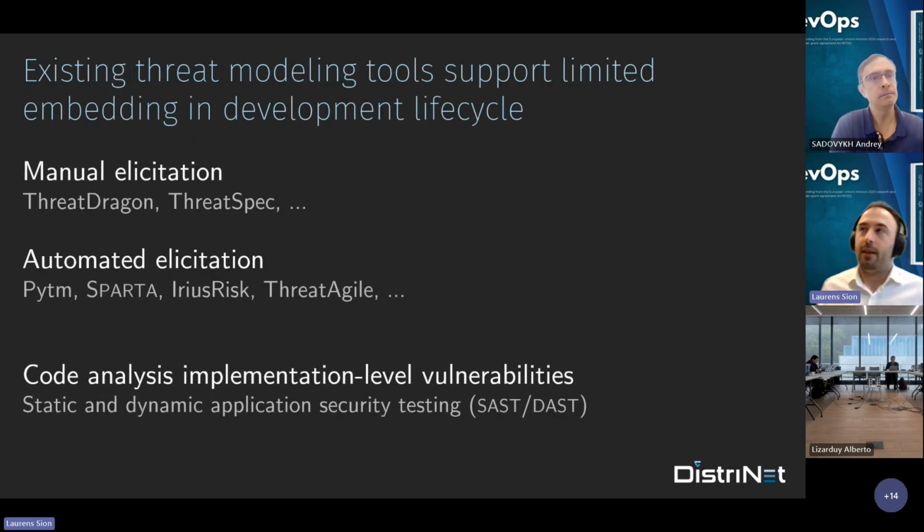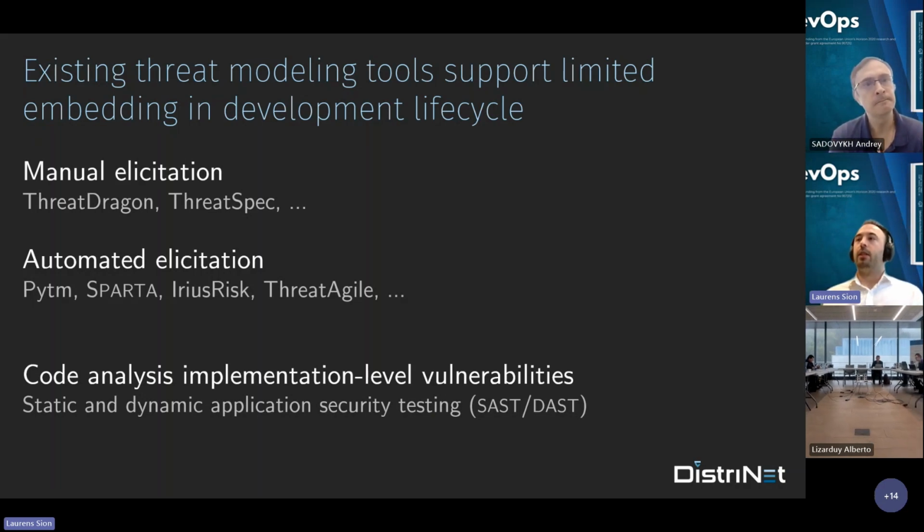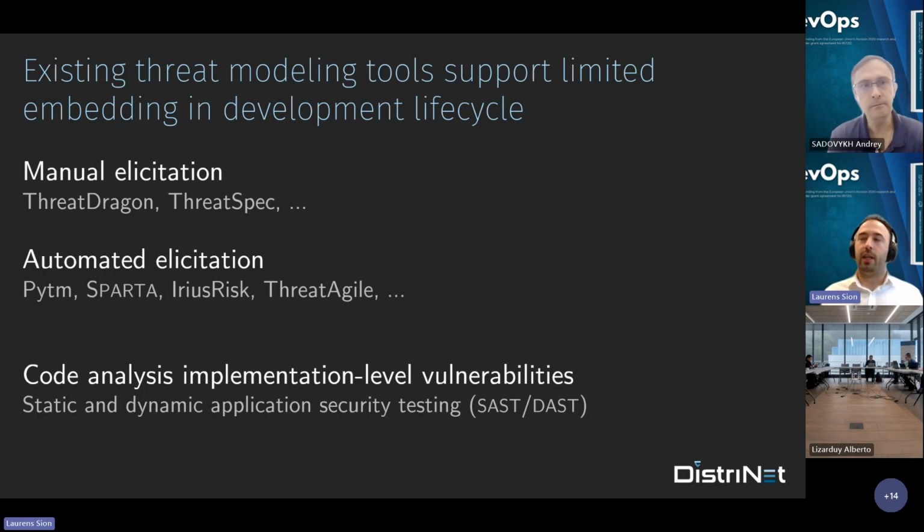So when we look at existing threat modeling tools and how we can embed them in this type of development lifecycle, we see that many tools still rely on manual elicitation, such as ThreatDragon and ThreatSpec. So that's not really useful in this context when we want to automate things as much as possible. There are several tools that allow automation as well, but I will go into a bit more detail later on and why some of these tools are still suboptimal for integrating in this development context.